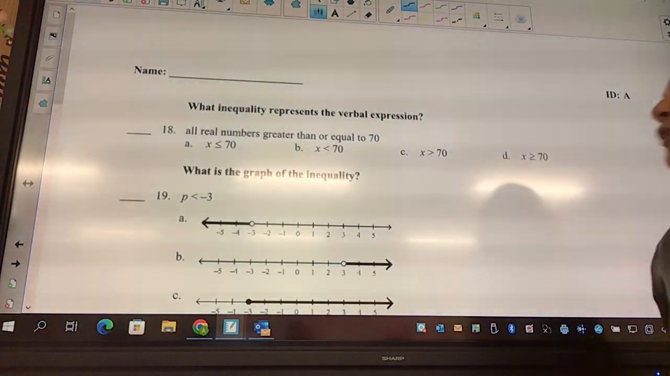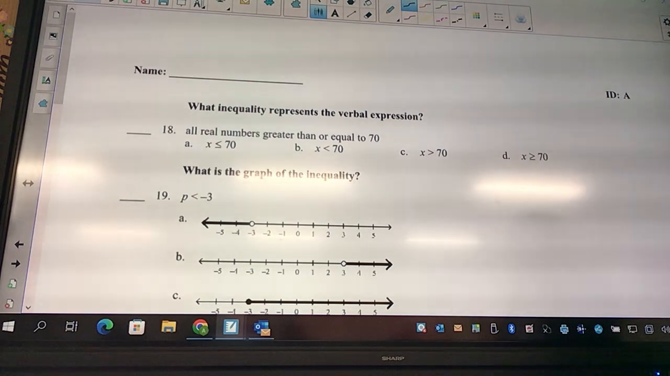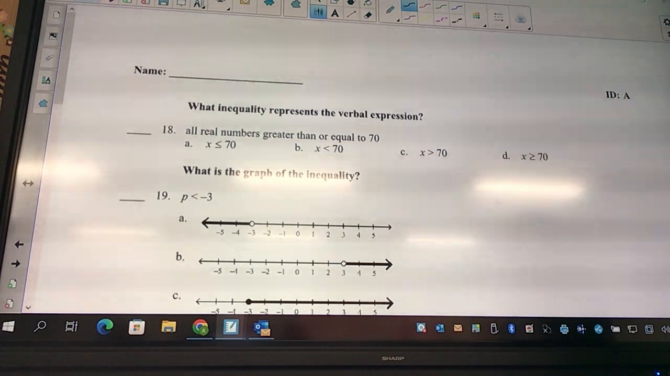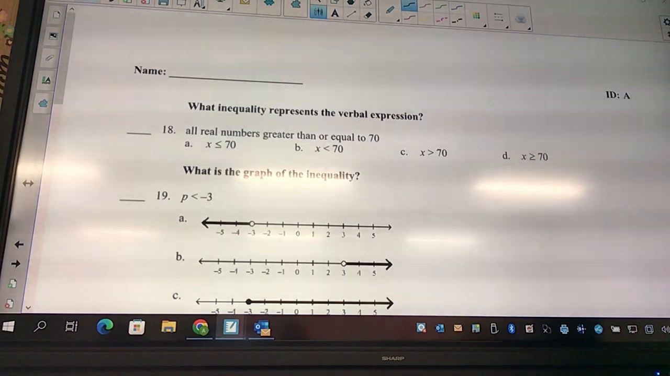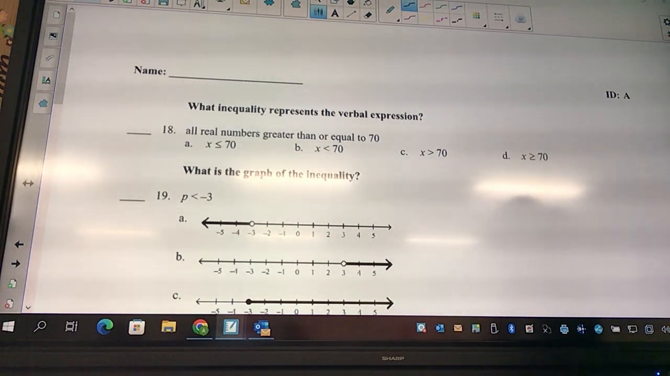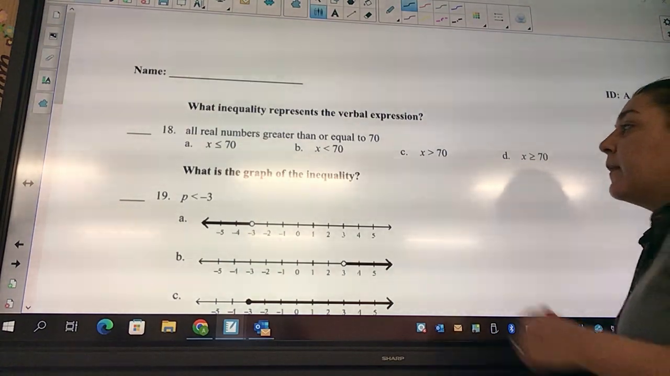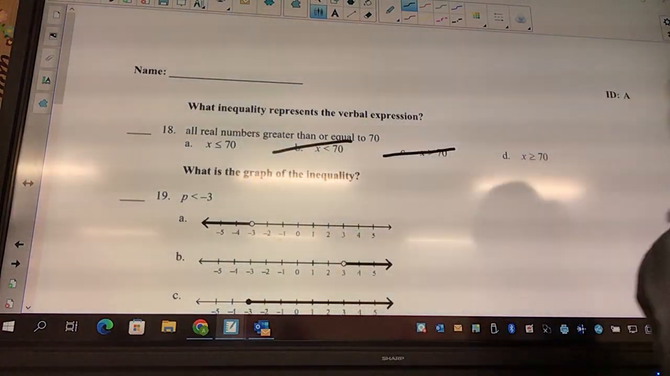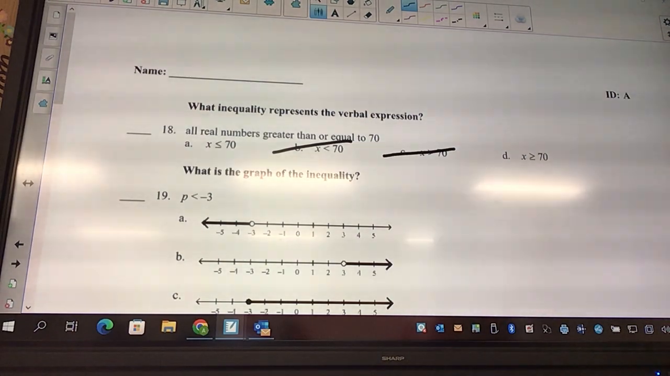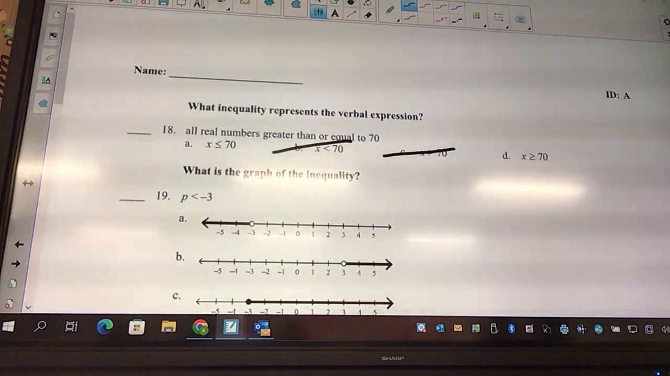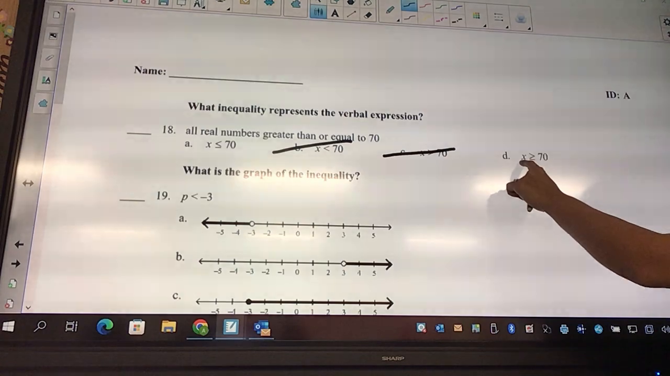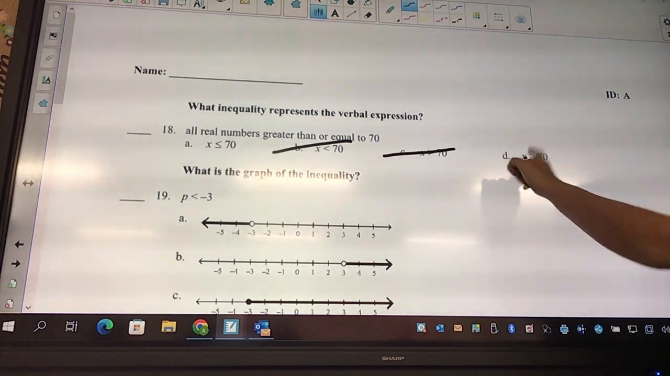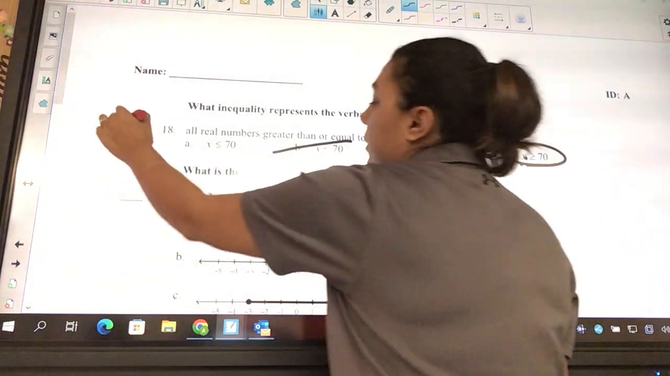Okay, all real numbers greater than or equal to 70. What kind of sign is greater than or equal to? Does it have the line under it or not? Yes, it does. So what can you eliminate? B and C. Okay, now, if you're forced to guess from there, then guess. We need all numbers greater than or equal to 70. Which one is greater than 70? D. See how it says X is greater than, we touch the greater part of the mouth first. So that's going to be D.